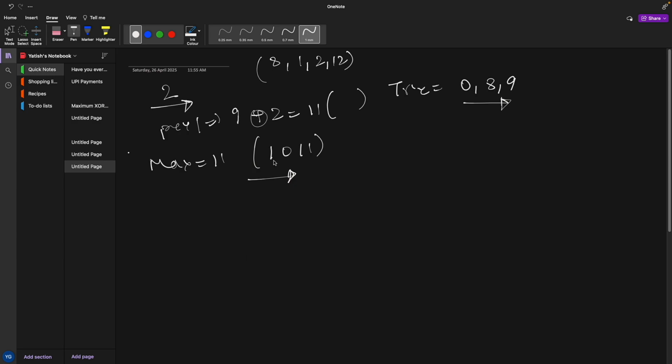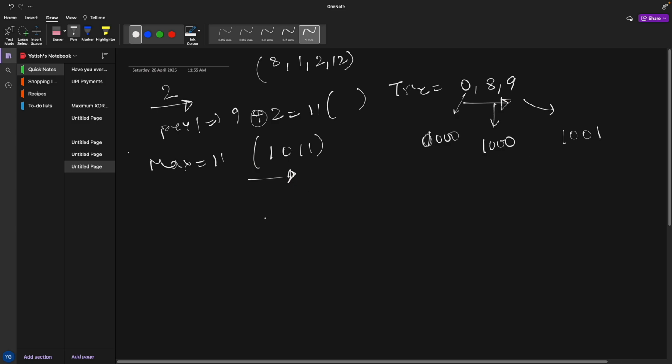Now let's see what would be the maximum possible for 11. Let's find the binary representation of all of these. We could see the maximum we could get is by doing the XOR with 8. If we do the XOR with 8, the best match is going to be 3. And we would then insert 11 into our trie.